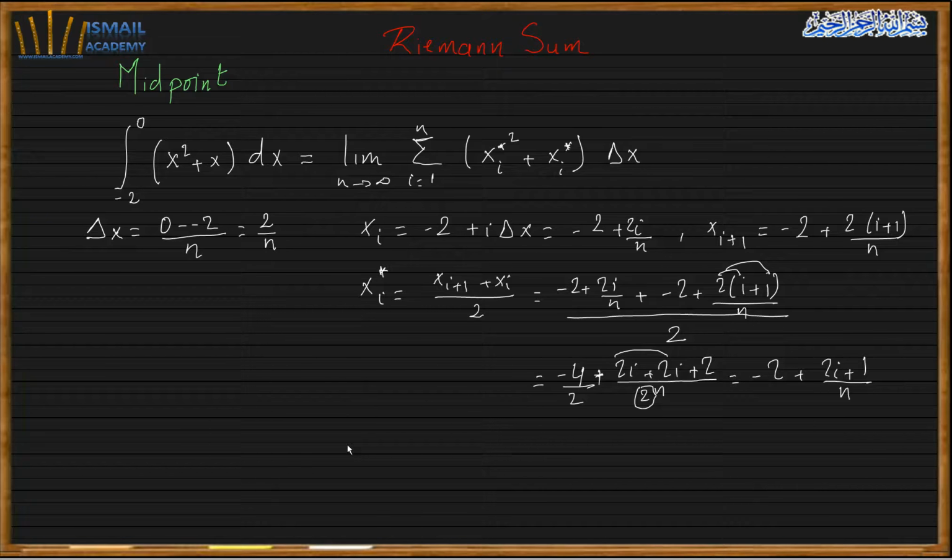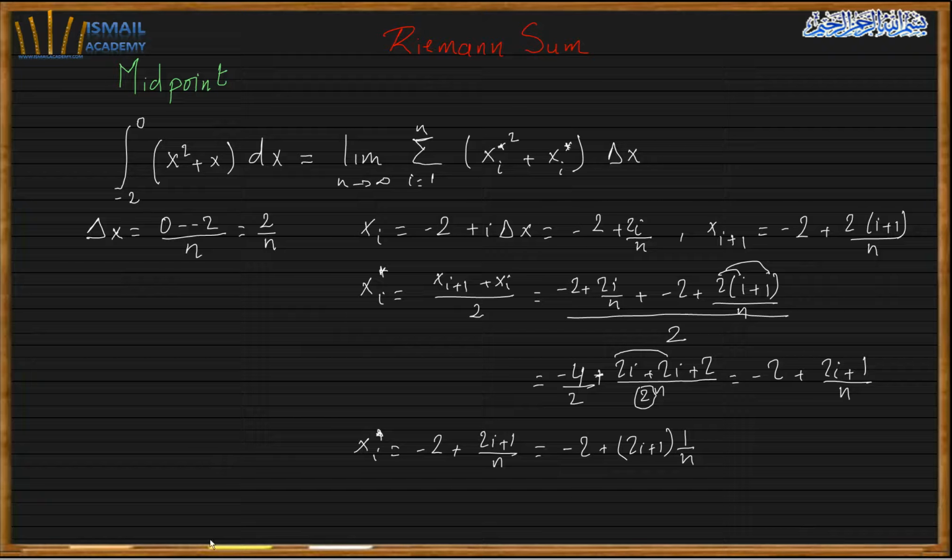So x_i star will be minus 2 plus (2i plus 1) over n. Or you can do it in this format, minus 2 plus (2i plus 1) multiplied by 1 over n. So this is better. So this is my midpoint, this is my dx. I just need to substitute this value into this expression and simplify. So this is what I'm gonna do now.